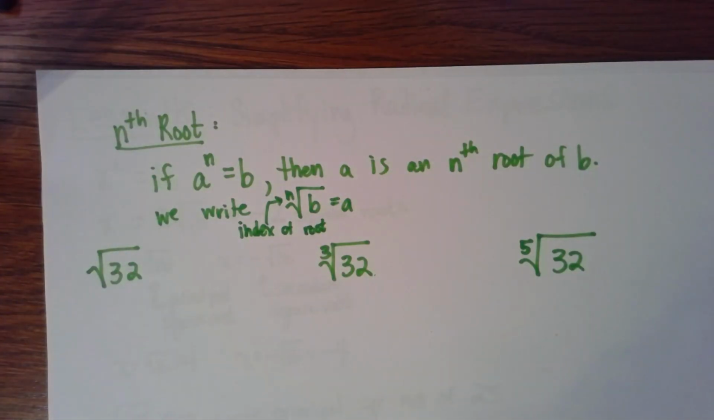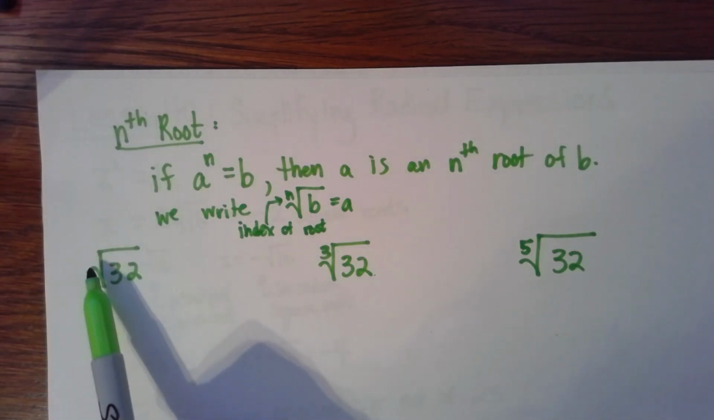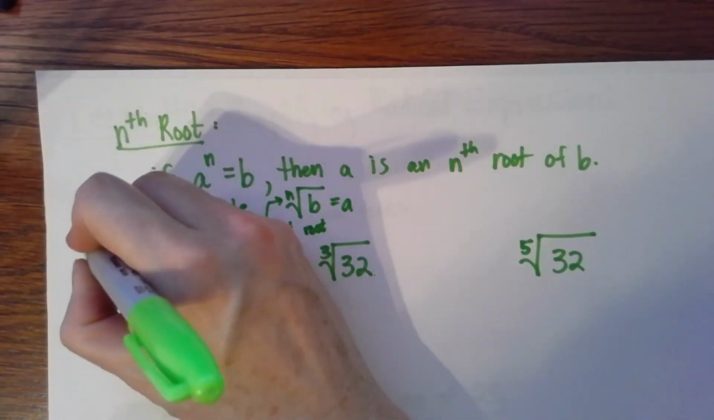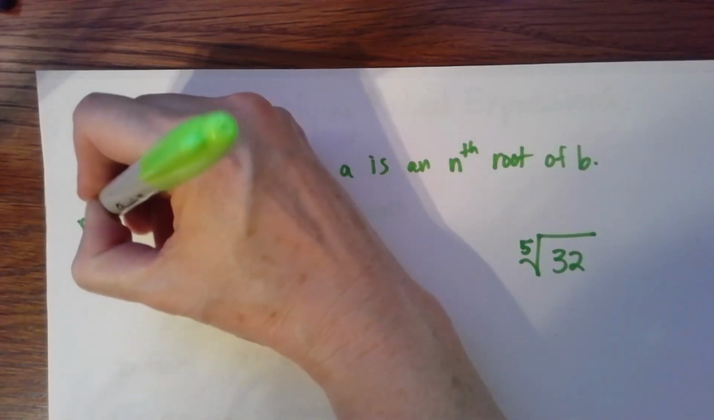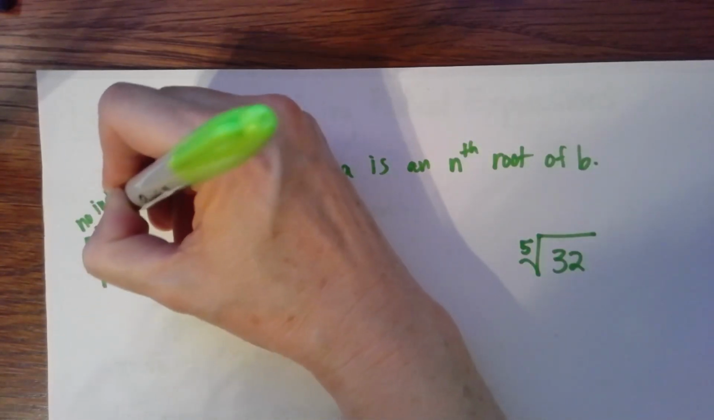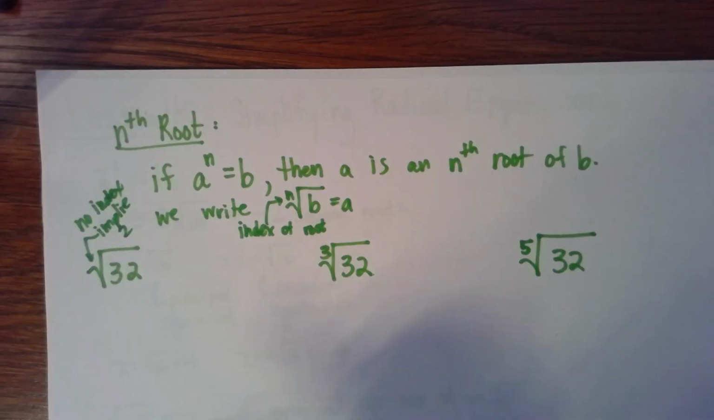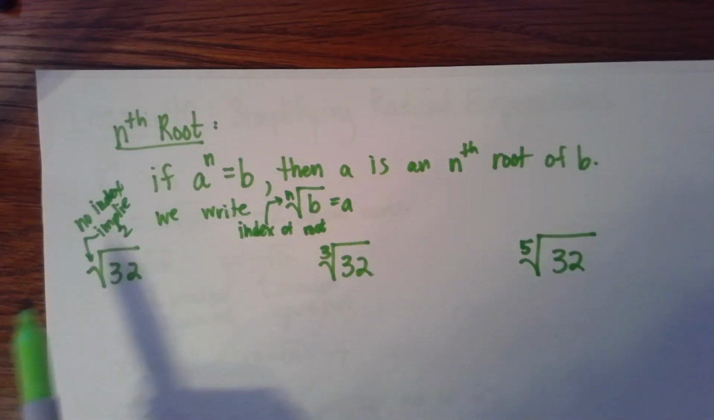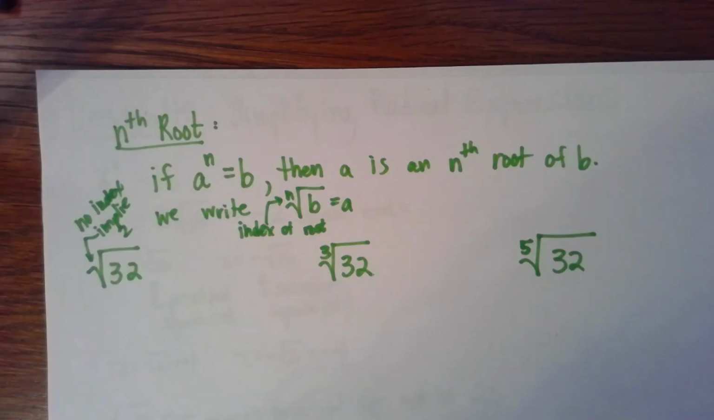Okay. So when we don't write an index like this, when there's no index, that implies 2. If I don't see anything, I know that's a square root. We use that so often that we don't bother putting the index. If it's a less common root, like a cube root or a fifth root, for a cube root we have a 3 as the index, for a fifth root we have 5 as the index.